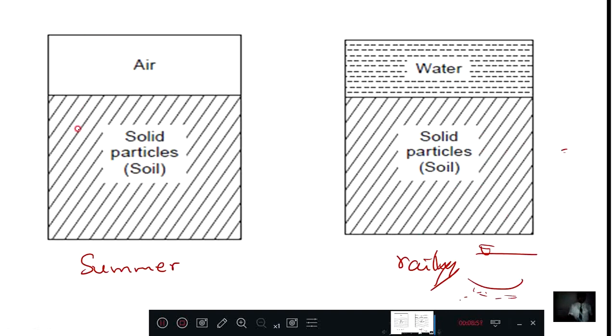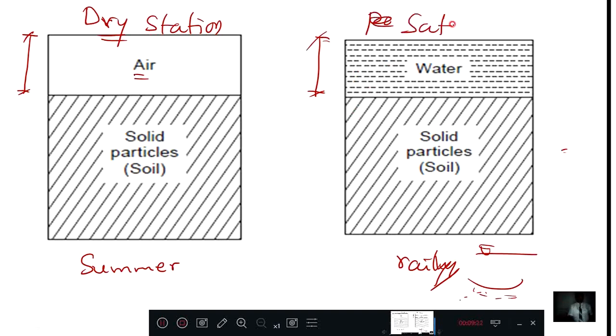Here the solids are there and the entire void is filled by air. And here the entire void is filled by water. Therefore, this soil condition we will call the dry state of soil, and this one we will call the saturated state of soil. Now, this is the dry state and this is the saturated state.